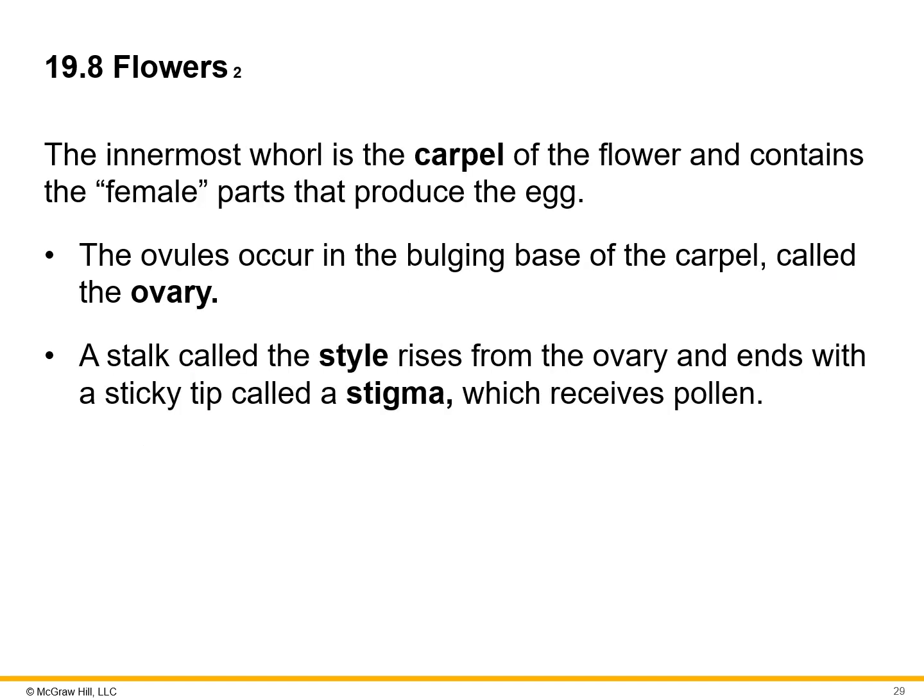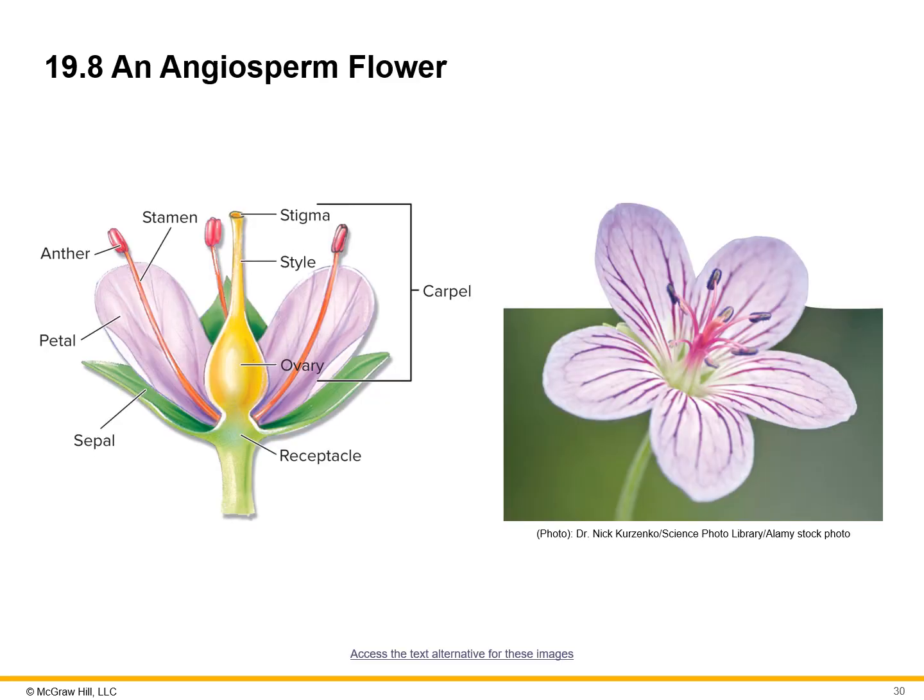Now the innermost whorl, the last one, is called the carpel, and it has the female part. That's where those ovules occur, and they actually bulge into an area called the ovary, just like in females. Then the stalk that comes out is called a style. It rises from that ovary and ends with a sticky tip called the stigma. And that stigma, because it's sticky, receives that male gametophyte on the pollen. So again, we have the flowers to attract them, then we have our stamen that make the pollen, and then we have the carpels with our ovary and the female part.